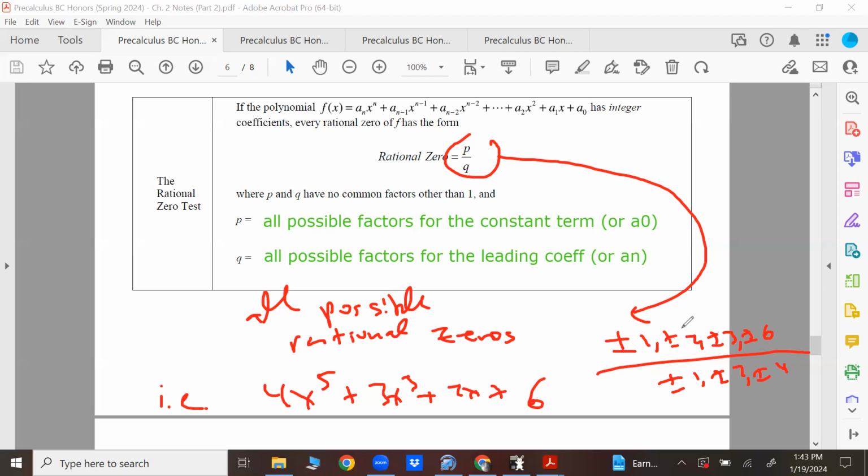So all the possible rational zeros, again, you don't have to write this down: plus minus 1, plus minus 2, plus minus 3, plus minus 6, plus minus 1/2, plus minus 3/2, plus minus 1/4, plus or minus 3/4. Okay, those are all possible. So how many possible rational zeros is that altogether? Count it. 8. More. 16.